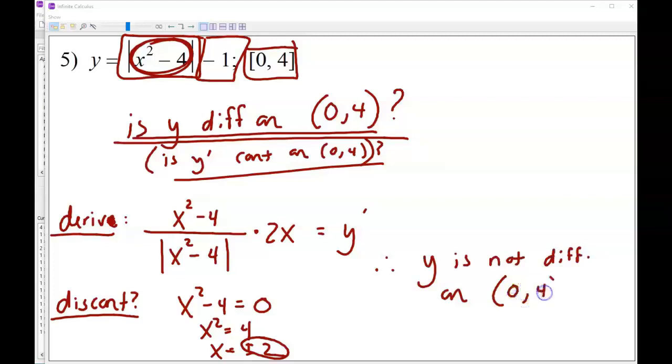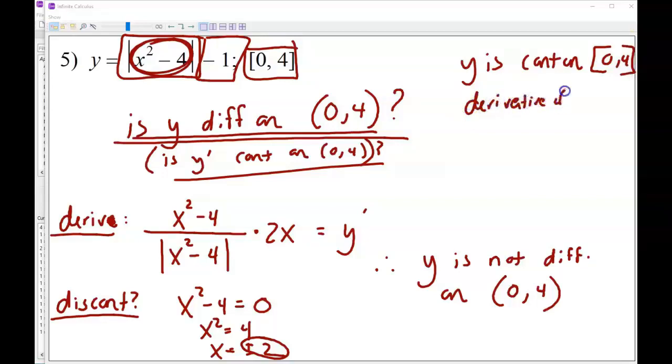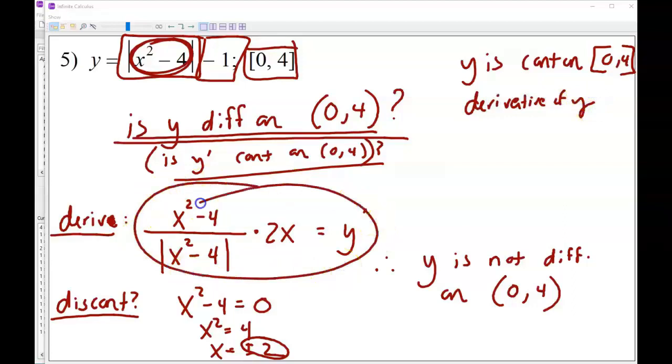Okay, now what would I want to see for a problem where you can actually find where there's some discontinuities? Some things that I would expect to see is the statement that y is continuous on the closed interval 0, 4. I would want to see that. I would want to see the derivative of y, right here, this thing.